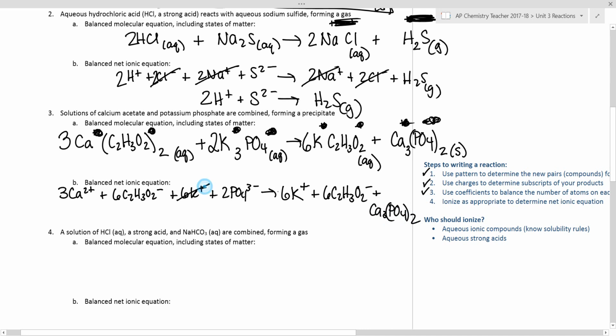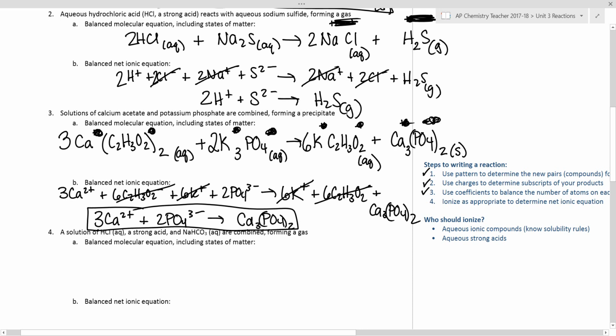So I'm going to look for spectators. Looks like my potassiums and my acetates are the spectators. And my net ionic equation is 3 calcium ions combined with 2 phosphate ions to form calcium phosphate. So this is my net ionic equation for this precipitation reaction.